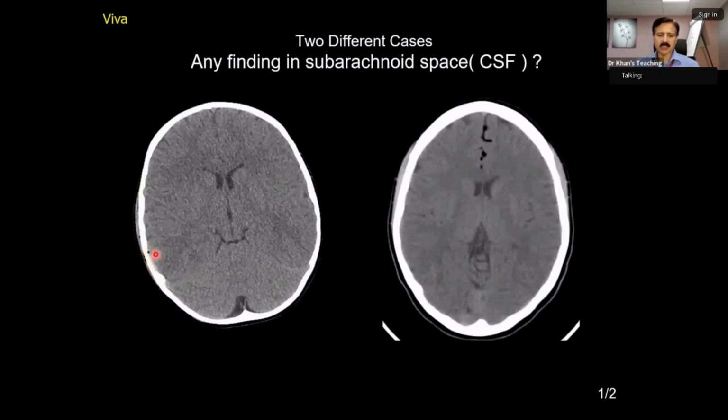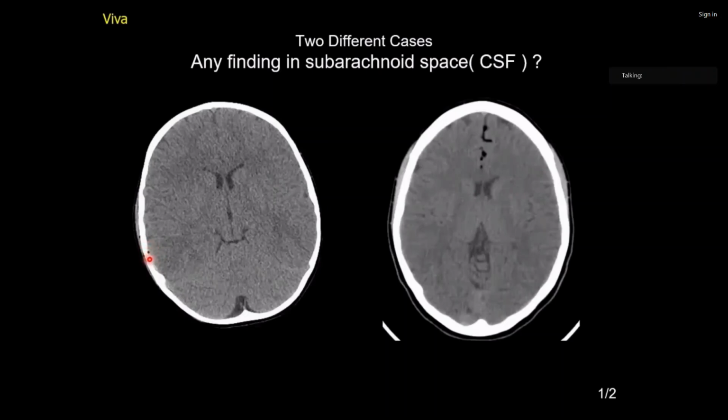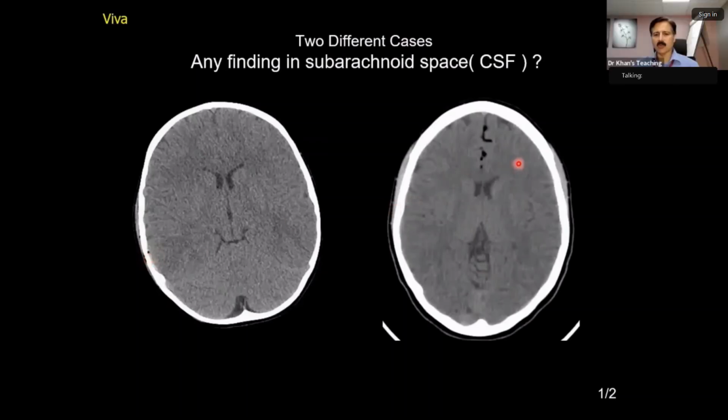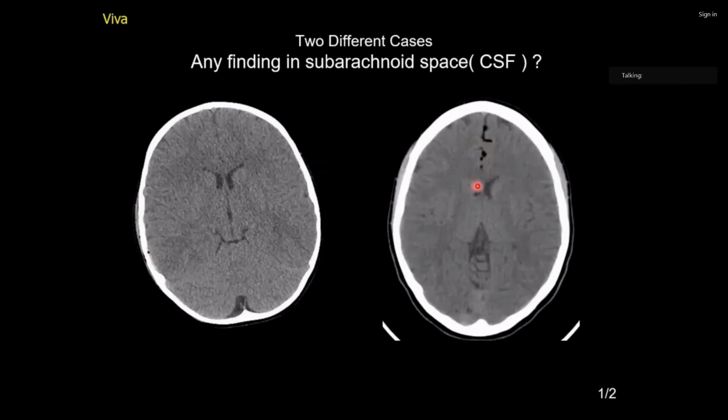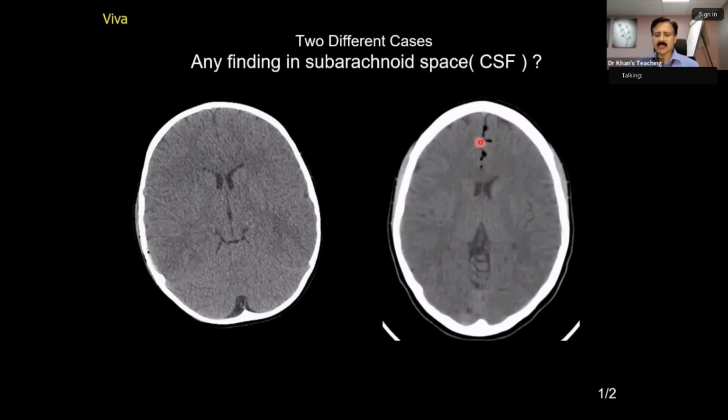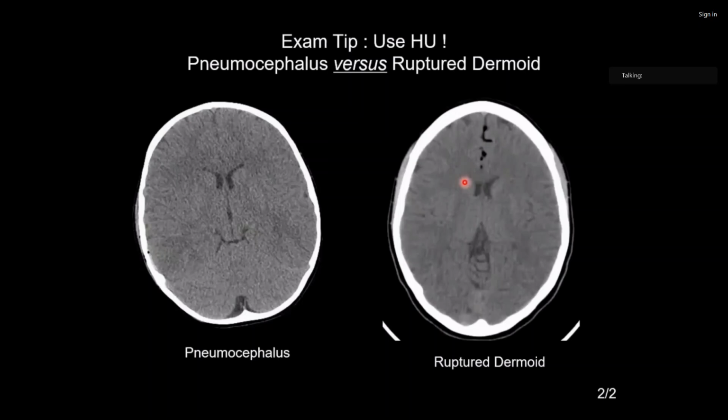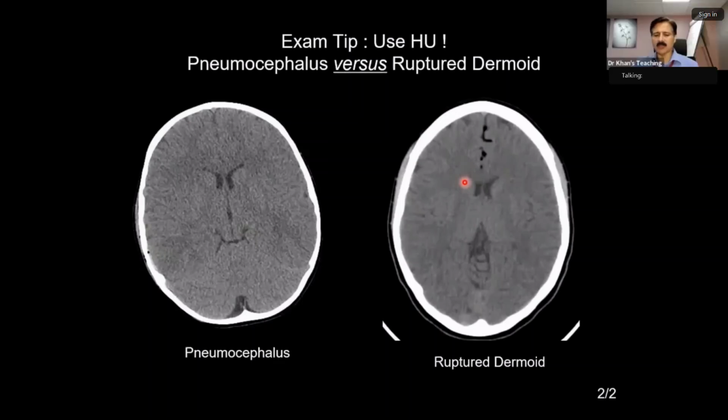If you see here, there is a hypodensity. What is this hypodensity? It's most likely air. How can you confirm this? Okay, what is this hypodensity? It's again most likely air, but fat can again have the same kind of appearance. We'll have to go through. Excellent, excellent. So this is a ruptured dermoid, by the way, which is an exam case, and this is pneumocephalus. And the key thing is that you have to ask for what? Hounsfield unit. Excellent. So ask for Hounsfield unit, and this will happen in the exam.